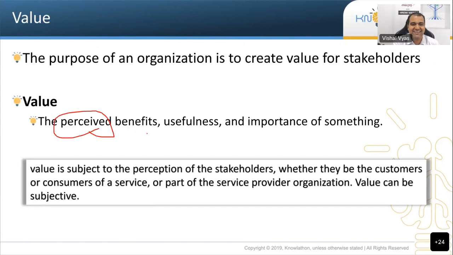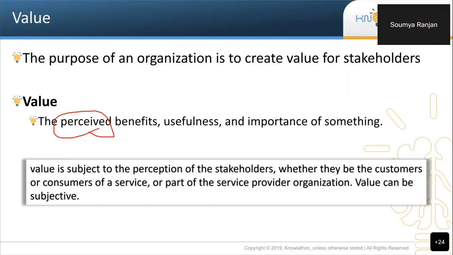It is different for each customer. Yeah, it varies for everyone. Correct. It varies for everyone. Perception means in someone's mind, what someone thinks it is. So the value of a service is a perceived benefit for someone.